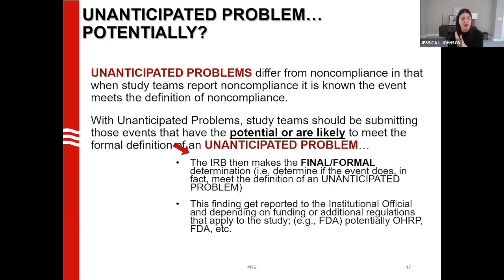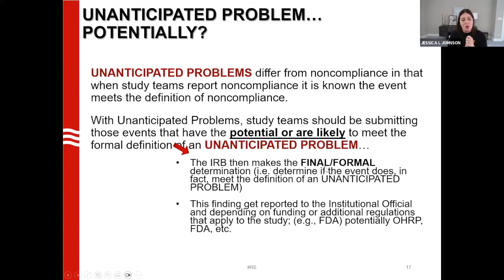So that can happen kind of outside of a meeting, or it can require a full committee to make that determination. If we are fairly certain that it does meet the definition of an unanticipated problem, that's when we're going to send it to full committee, because that is a formal determination, just like serious and continuing non-compliance, that requires reporting outside the institution usually, or at the very least, additional reporting. So that is something that the full committee has to make the decision for. But if we get it and we're fairly certain that it does not meet the definition for whatever reason, we might send that to a medical reviewer outside of the meeting to make that determination.